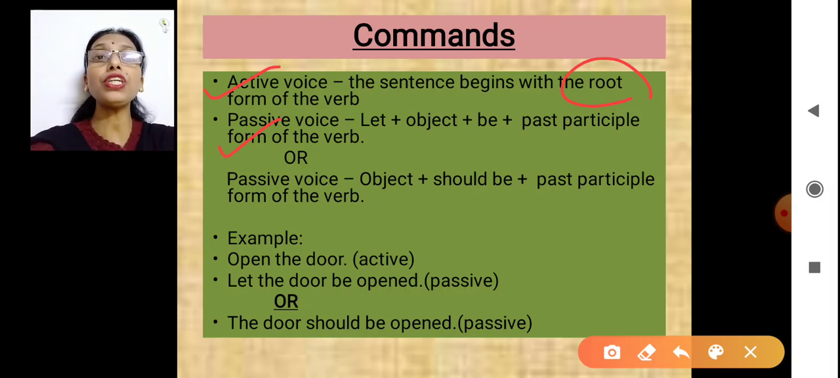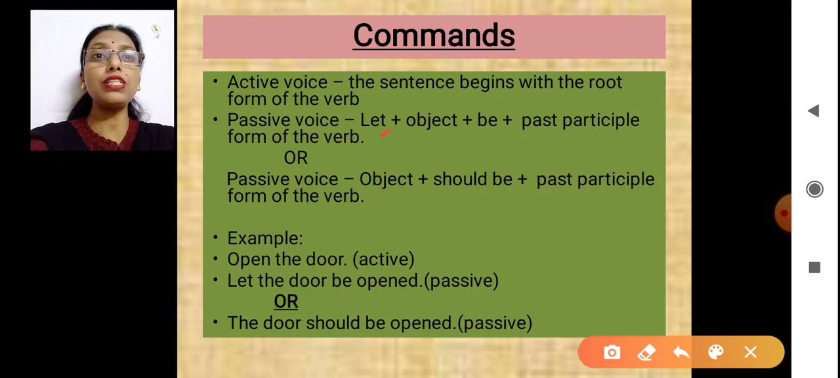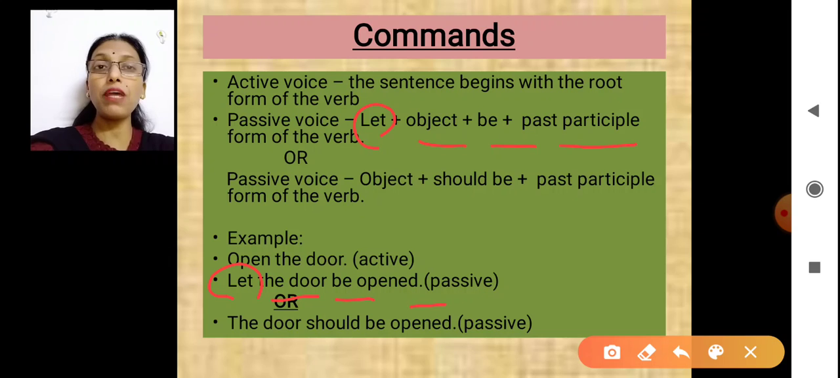Then if we are changing it to the passive form, what will be our basic formula? Let plus object plus be plus past participle. Okay, open the door. Now the door will come at the first position. Yes, the door. Let the door be opened. We have to start with let. Yes, so we are doing that: object plus be plus past participle. So, the door be opened. Yes, opened is a past participle form.